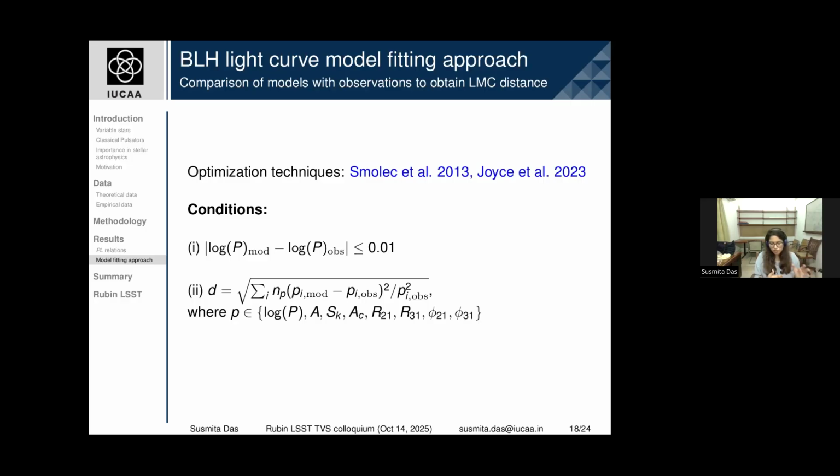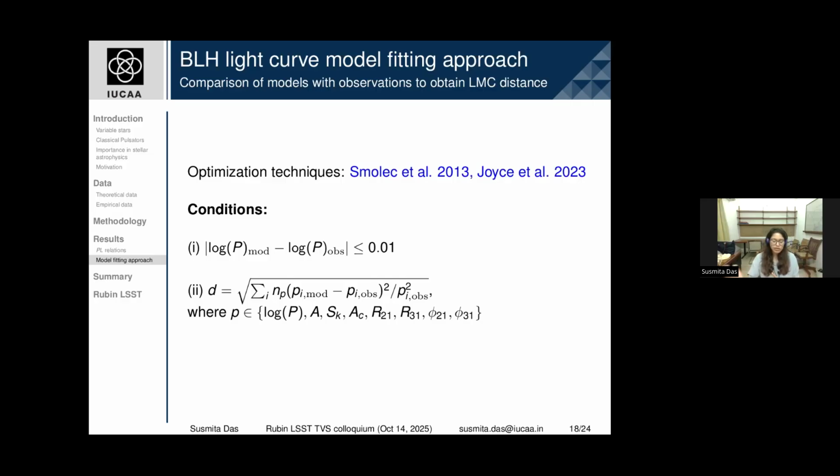We should not limit ourselves to the study of PL relations alone, because those typically handle only mean light. We also must make sure that whatever models we are computing also do well over the entire light curve structure, to convince ourselves that we are capturing the right physics, right? So what we do is we use the robust light curve model fitting approach.